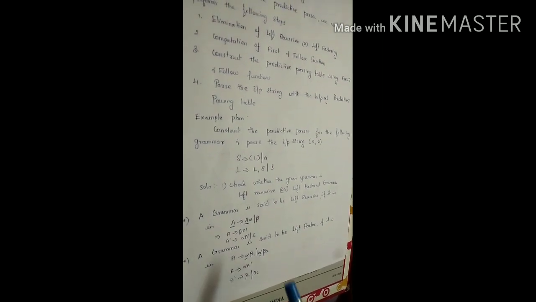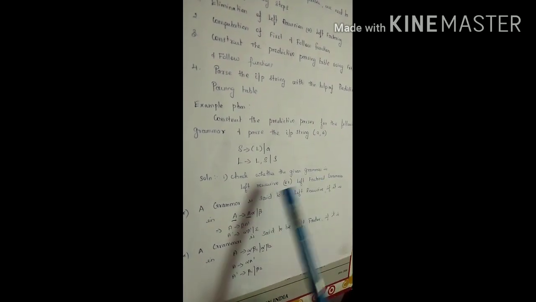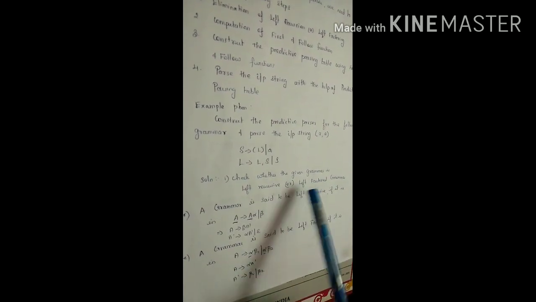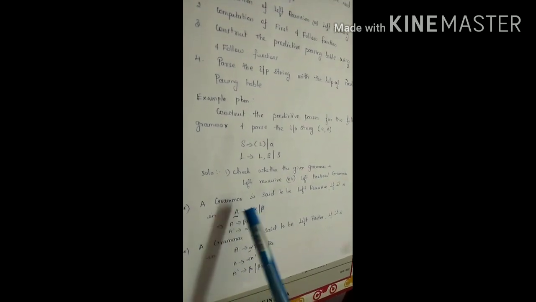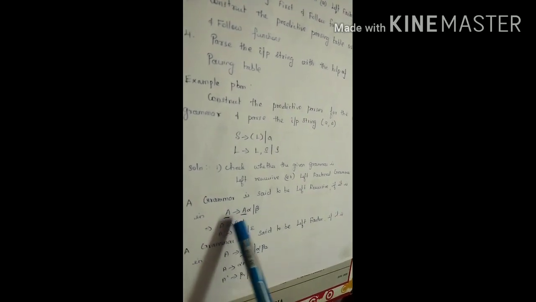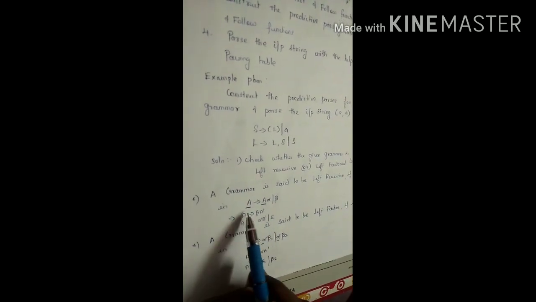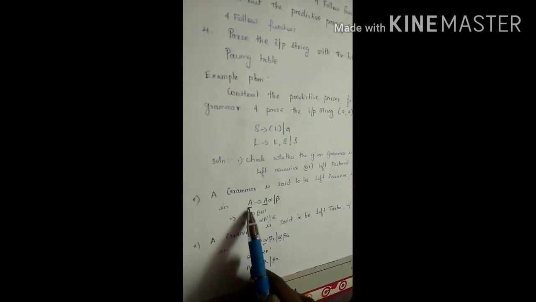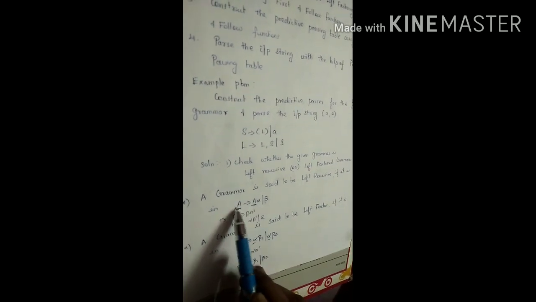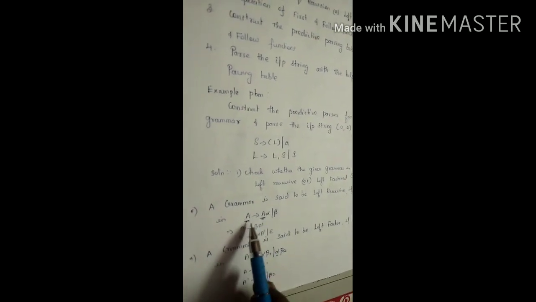First, we need to check whether the given grammar is left recursive or left factored. What is a left recursive grammar? A grammar is said to be left recursive if it is in the form A → Aα | β. If the symbol on the left-hand side and the first symbol on the right-hand side are the same, the grammar is said to be left recursive.